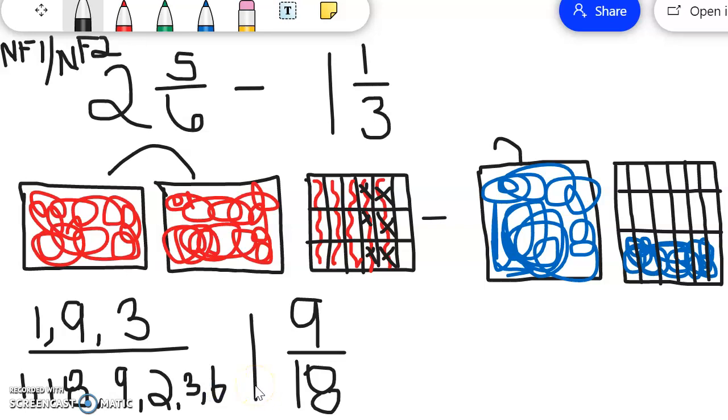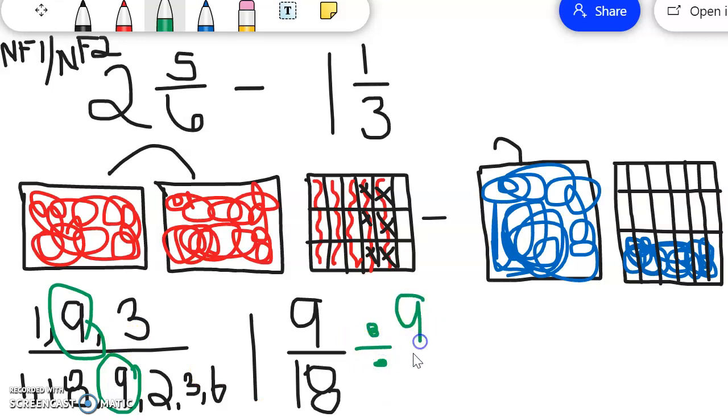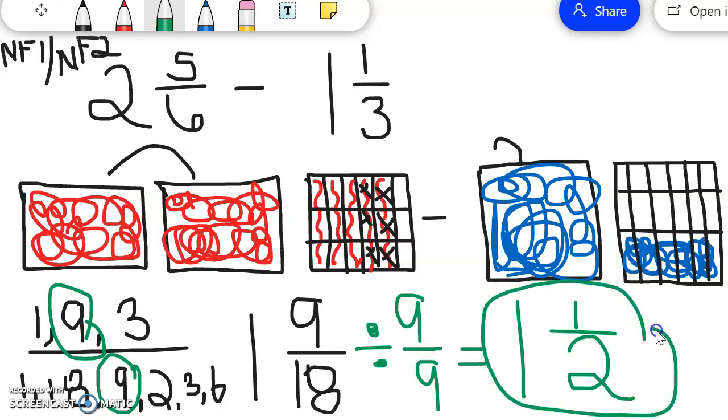What's the greatest common number they have in common? Not 3, there is another number. 9. So I'm going to circle both 9s. Now I'm showing you how to simplify. After I circle both 9s, I come over to my original answer, and I divide by 9 up top, and I divide by 9 on the bottom. Now my whole number stays the same, so that's a 1. 9 divided by 9 is 1. 18 divided by 9 is 2. 1 1/2.